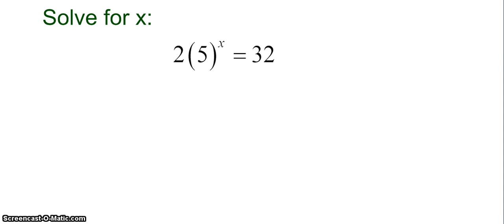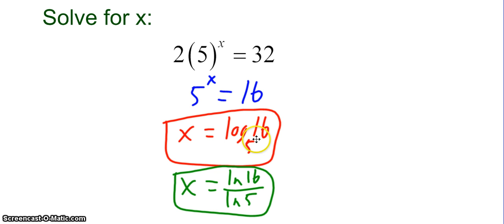Next one, solve for x. Pause the video, unpause when you're ready to check. Okay, so here I'd accept either the red or the green. Our first step though is isolate the exponential. So we divide by 2, 5 to the x equals 16.